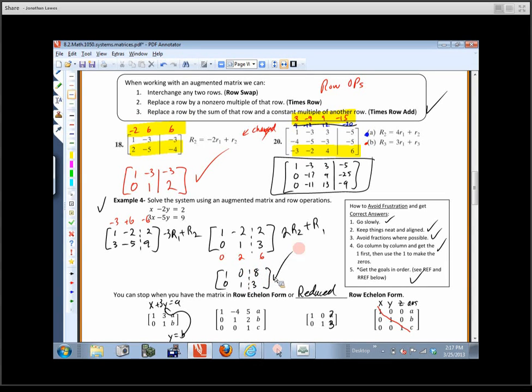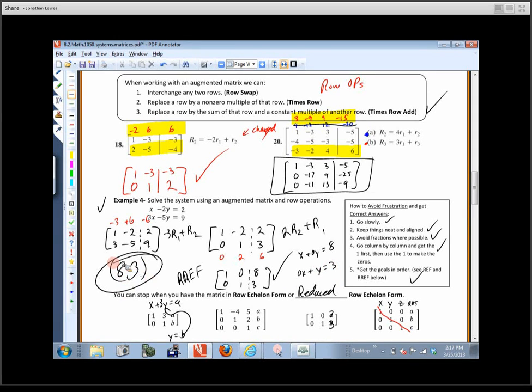Okay, now, that's the answer. This is in reduced row echelon form, so you can just read off the answer. What does that first row mean? It means there's an x, it means there's no y's, and it equals 8. So it means x equals 8. That second row literally means there are no x's, there's a y, and it's equal to 3. So the answer is 8, 3.